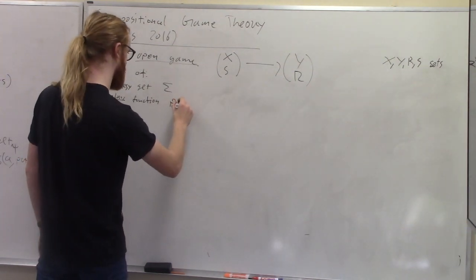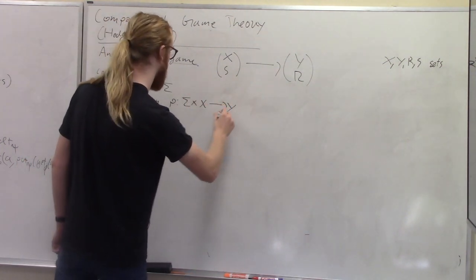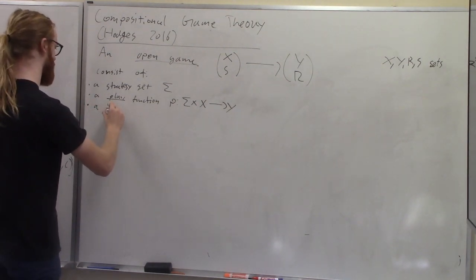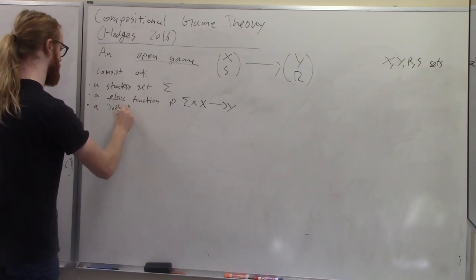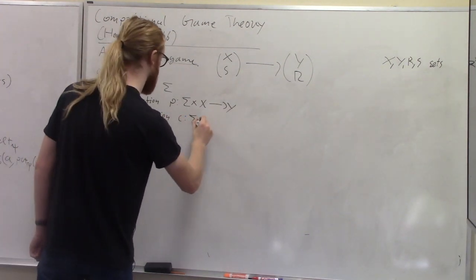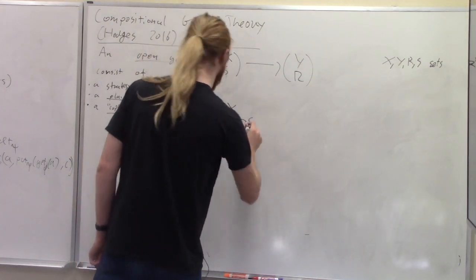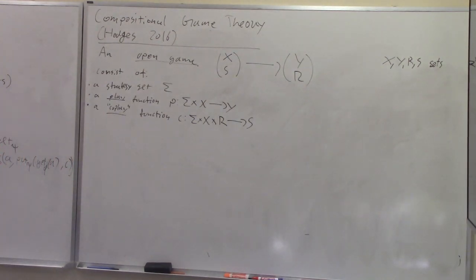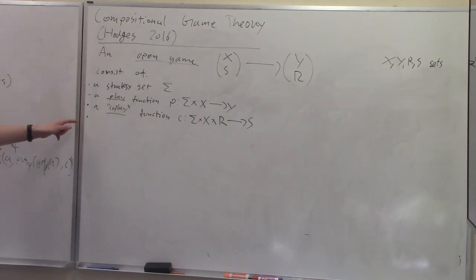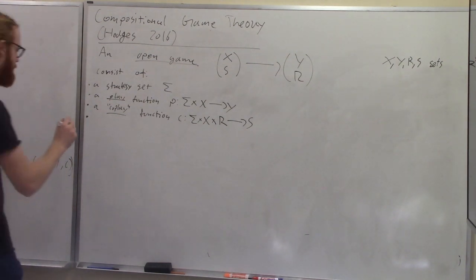Let me just write it as P from sigma times x to y. And this is slightly weird, a coplay function, I'm going to call it C, from sigma times x times r to s. Okay, and so this is actually not the definition that's in this paper. This is that later one, which is the one that Jules prefers now. So I'm going to use this one also because it's simpler.